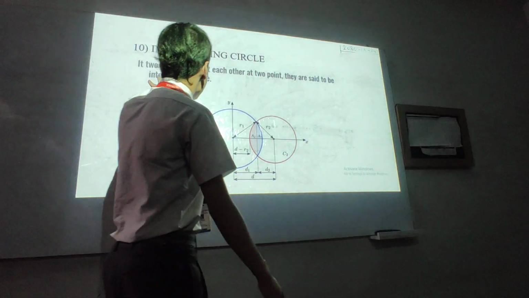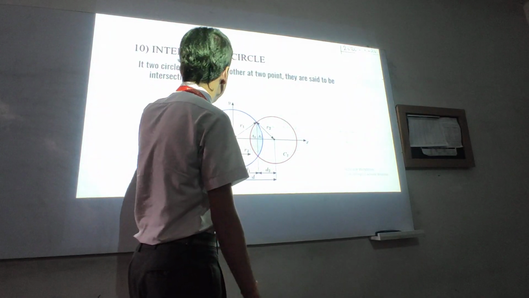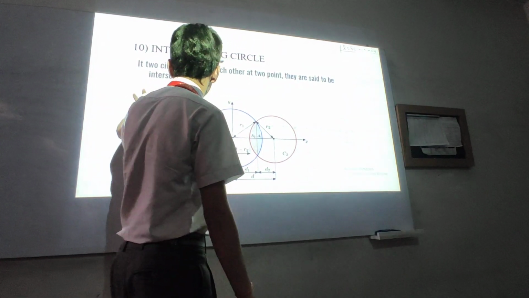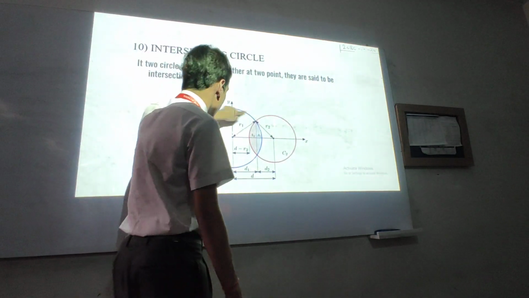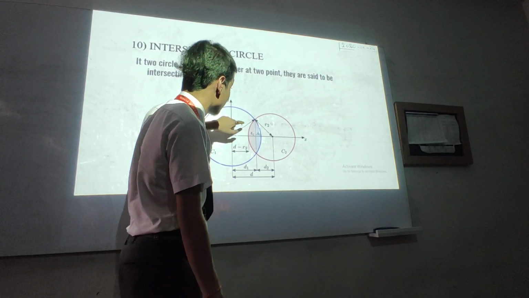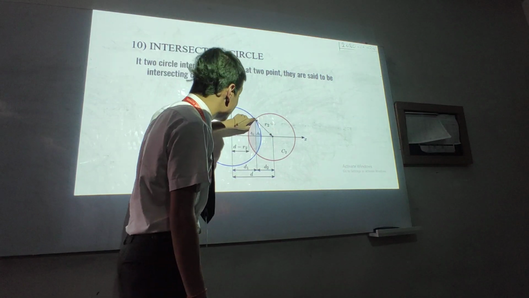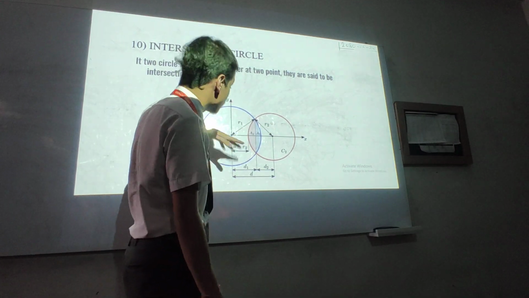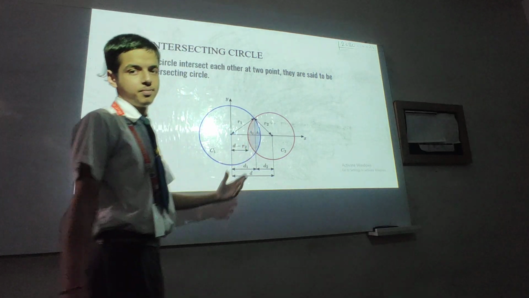Intersecting circles. If 2 circles intersect each other at any 2 points, they are said to be intersecting circles. These 2 circles, blue circles and red circles, intersect at this point and this point. That's why they are intersecting circles.